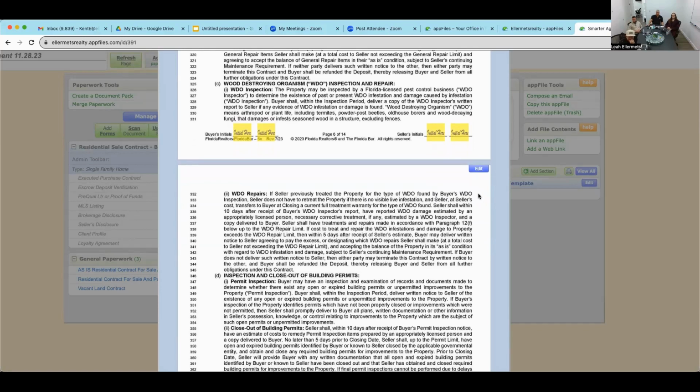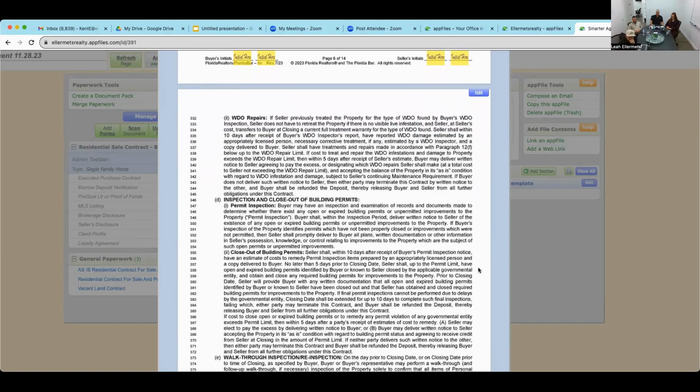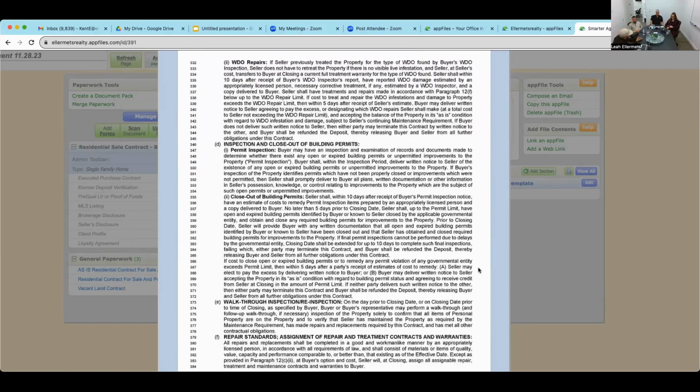And then repairs, how it's handled. Same thing again, right? If it exceeds, what do you do with it? And that's the way it's handled. So each one of them has, all right, general repairs, this is how you have to handle this. WDO, this is how you have to handle this. Well, they're handled the same way. They're just in separate sections.